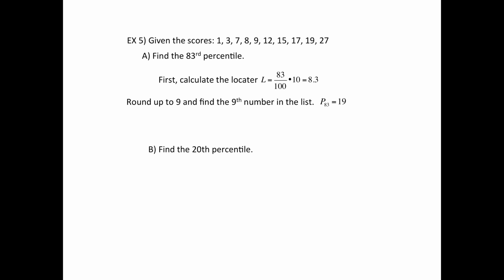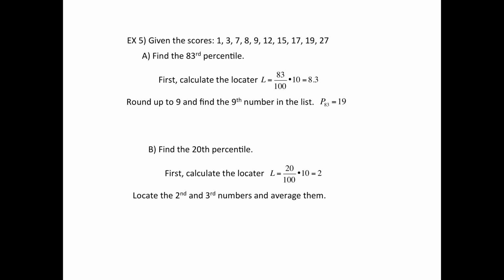One more example, part B. Find the 20th percentile. So do the formula with 20 over 100 times 10, and it gives us a whole number 2. So that means I'm going to have to go to the second number and third number and average them. The second and the third number would be these two, the 3 and the 7. So then average the 3 and the 7, which is a 5. And that would be it.